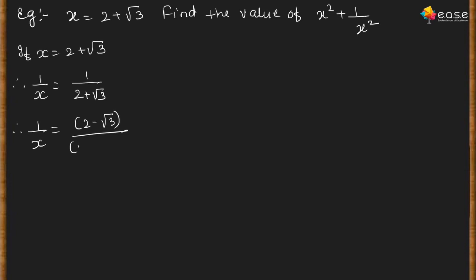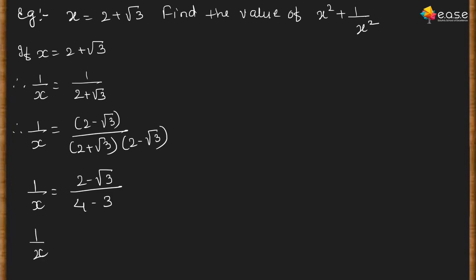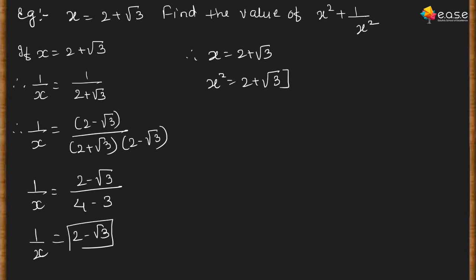So 1 by x is equal to 2 minus root 3 divided by (a plus b) into (a minus b), which is equal to 4 minus 3. 1 by x is equal to 2 minus root 3 by 1, but 1 we can ignore. This is your answer for 1 by x is equal to 2 minus root 3. Now we have x is equal to 2 plus root 3. So therefore x square is going to be 2 plus root 3 the whole square.